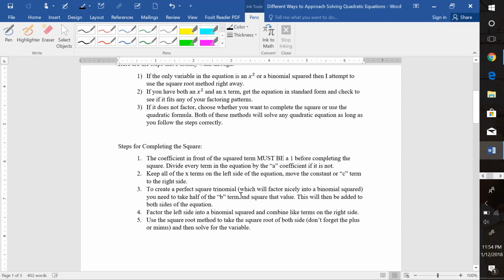To create a perfect square trinomial, which factors nicely into a binomial squared, that's why we do this, you need to take half of the b term and square that value. You then add that to both sides of the equation. Now you're thinking, why is that half b? So half of b, which is b over 2 squared, or you can think of it as 1/2 times b squared. The reason we do that is if you look at what a perfect square trinomial looks like, that's the pattern that it always follows for how the b and c terms are related to each other.